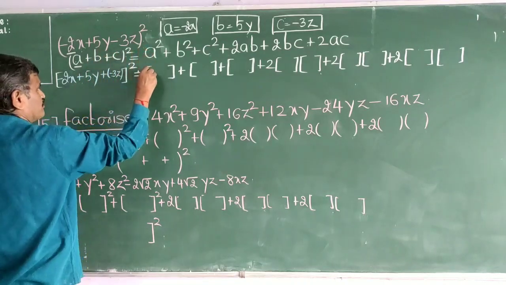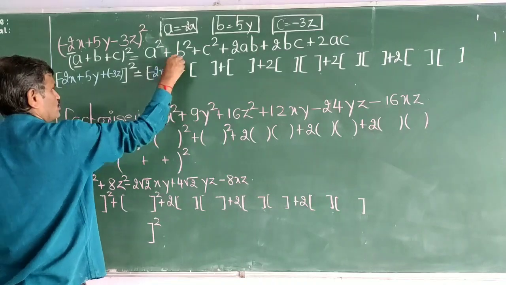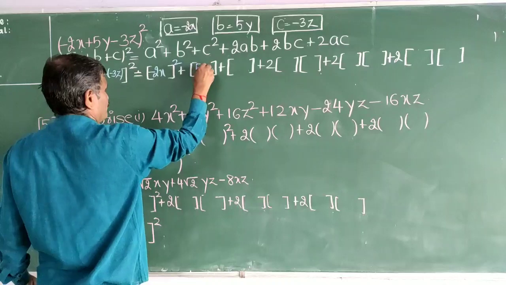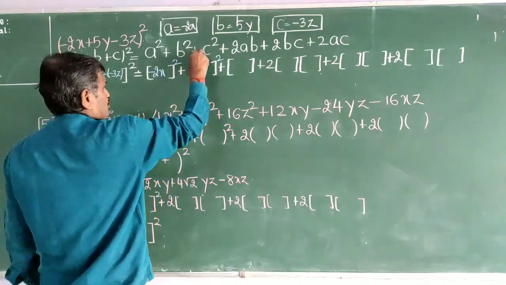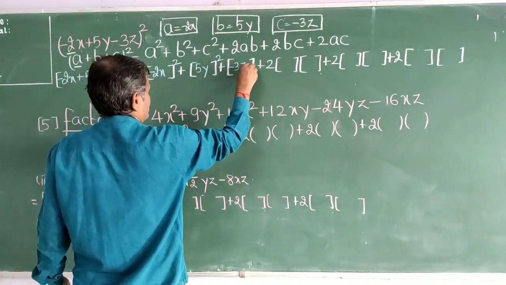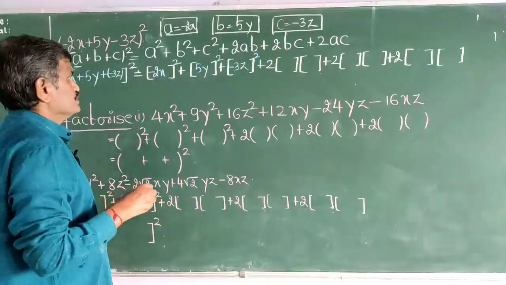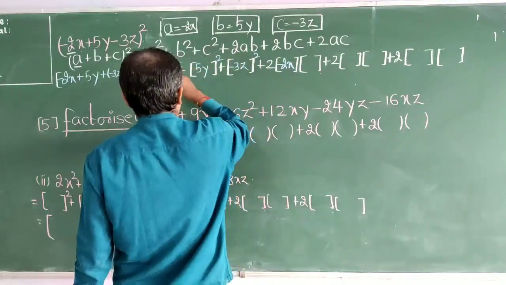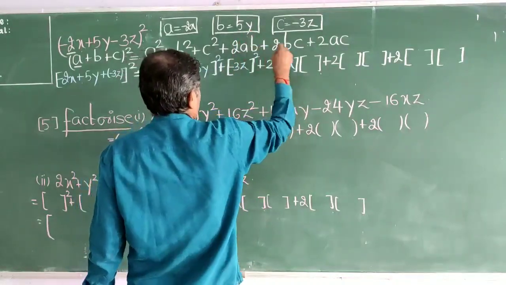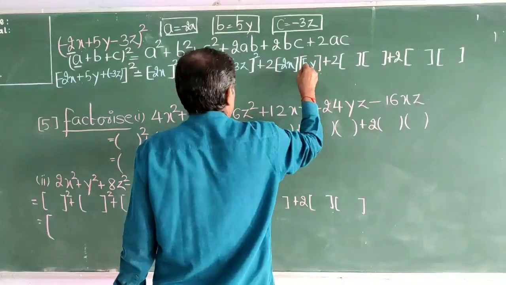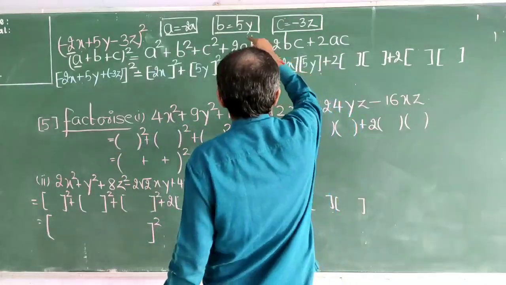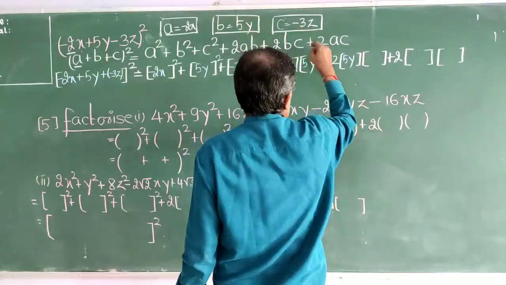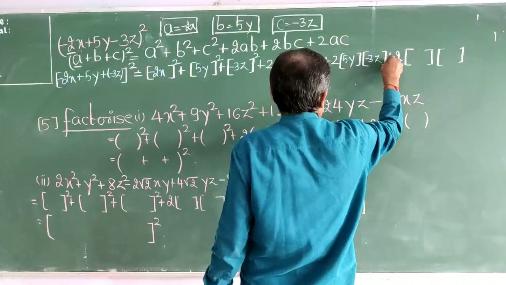Again wherever A is there, minus 2x whole square I should write. Then wherever B is there, I have to write 5y whole square. Wherever C is there, minus 3z whole square. Then in place of A, minus 2x you have to write, and in place of B you have to write 5y. Again in place of B you have to write 5y, and again in place of C you have to write minus 3z.